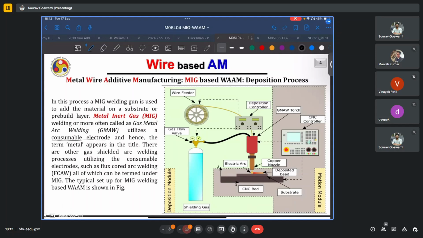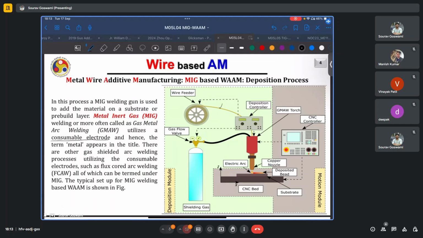Other processes such as flux core arc welding may also be counted under the term MIG, and the typical setup is shown here. So you have this wire feeder which feeds the build material into the MIG torch, and this wire also acts as one of the electrodes. So based on the type of process that you are using, whether it is DC electrode positive or DC electrode negative, it can have either polarity. In the case of AC, of course, its polarity keeps on switching.